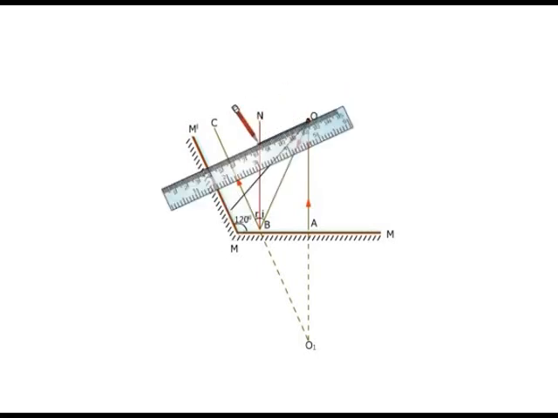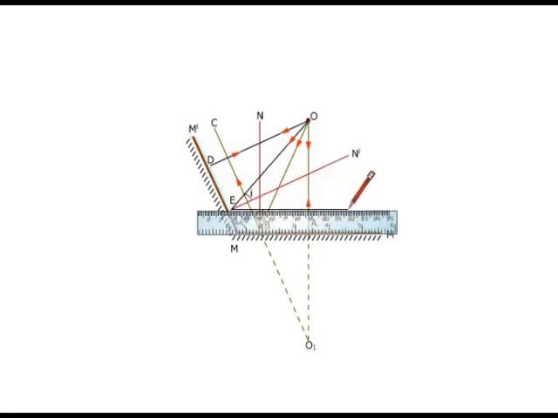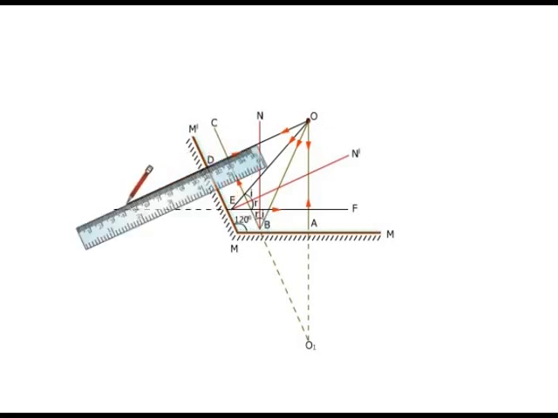Again, let OE and OD be incident on the mirror MM'. OD retraces its path upon reflection. OE is reflected along EF according to the laws of reflection. Once again, extend the reflected rays backwards. The image is formed at O2. So when the inclination angle is 120 degrees, we get two images.